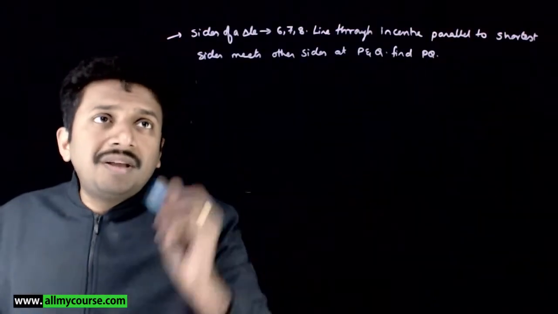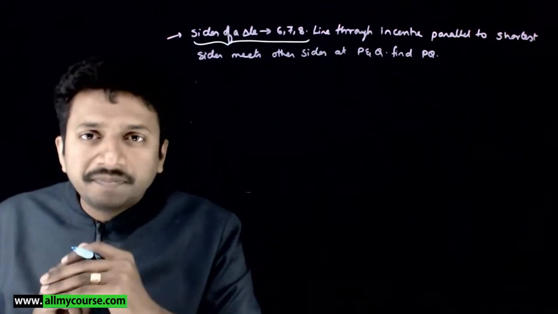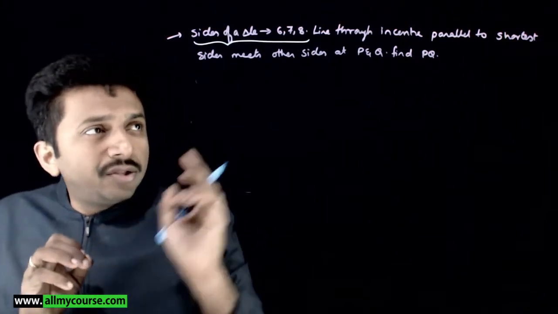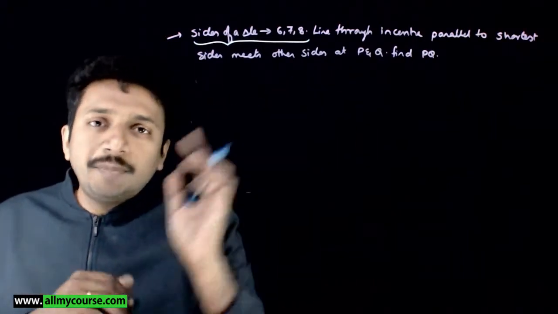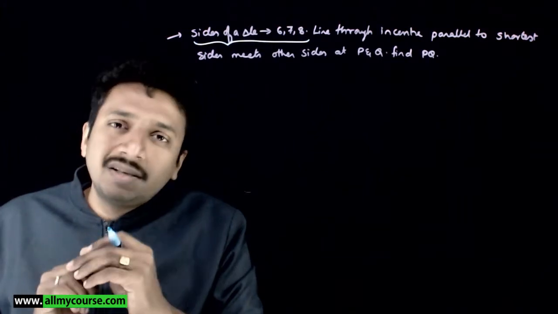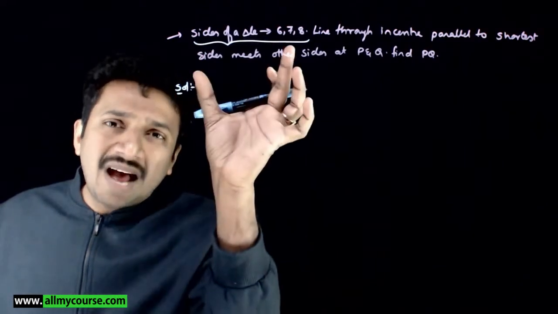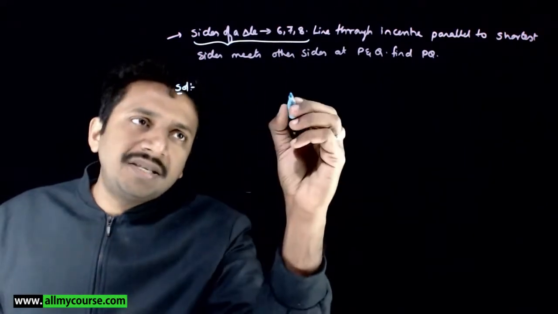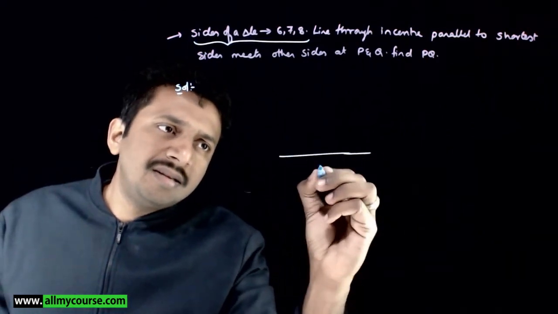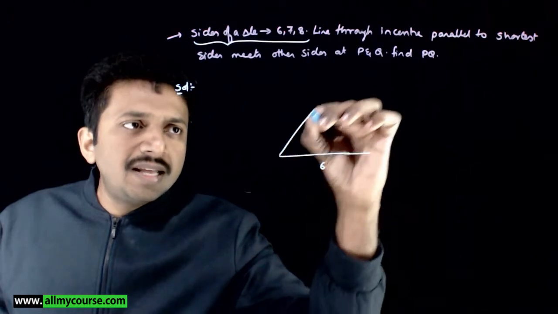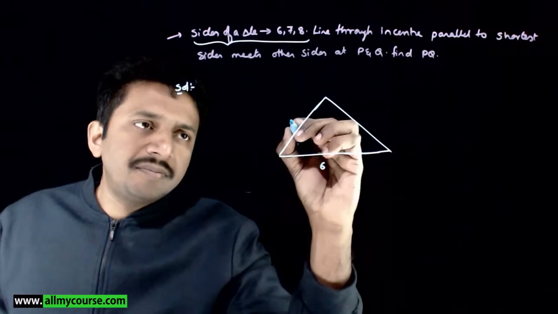So in this question, you're given that the sides of a triangle are 6, 7 and 8, and the line through the incenter parallel to the shortest side meets the other sides at P and Q. If that is so, what is the length of PQ? So you're given a triangle whose sides are 6, 7 and 8. It's a scalene triangle. So let us say this length is equal to 6, this length is equal to 7, and this length is equal to 8.